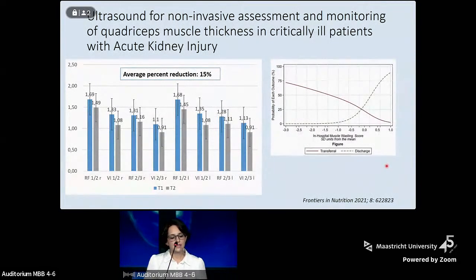Then we used it to assess its capacity to monitor muscle status. So we studied patients in the ICU, in which muscle wasting is very important, especially in the beginning of the hospitalization. And we measured patients at baseline, within 72 hours from admission, and after 5 days. And we found an average percent reduction of 15% of muscle. This was a small study with 30 patients, but we have also this very interesting analysis that should be confirmed in other studies, in which the severity of muscle wasting was related to the probability to be discharged home or to have a prolonged stay. Patients with higher loss of muscle mass had increased probability to endure a prolonged stay in comparison to patients that had lost less muscle.